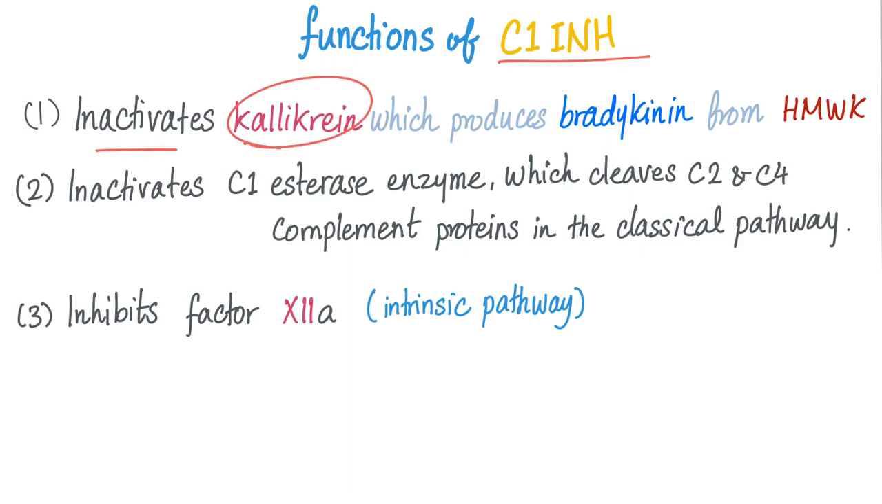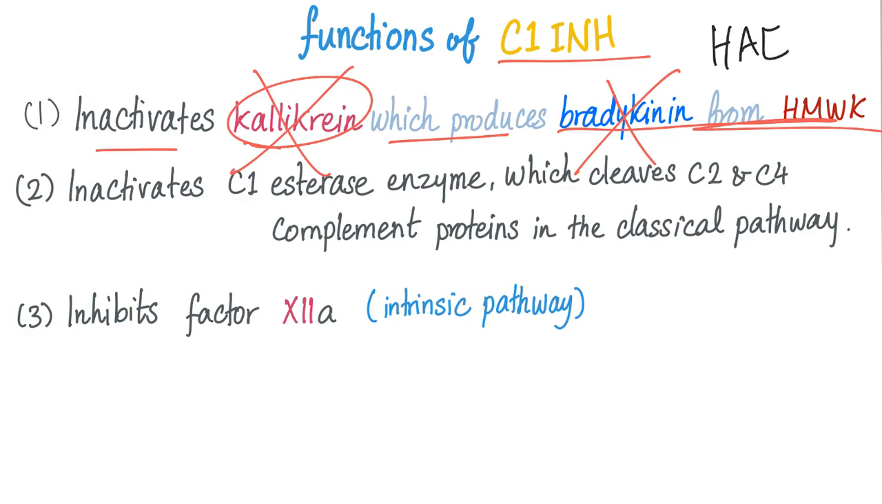First, it inactivates kallikrein, which produces bradykinin from the high molecular weight kininogen. When you inactivate kallikrein, you are not going to have bradykinin. That's normal. However, in hereditary angioedema, unfortunately, you don't have the C1 inhibitor. You will have kallikrein and you will have bradykinin causing symptoms.